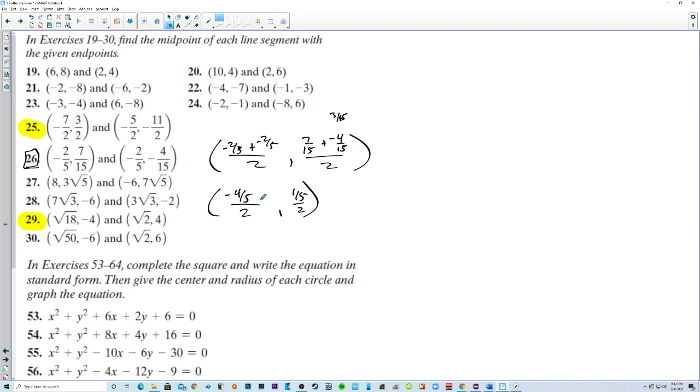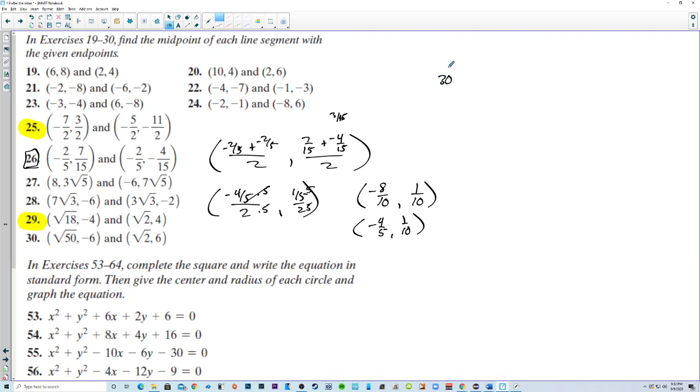Now, those are complex fractions. Let's multiply the top and bottom by 5, so those cancel out. And we have -8 over 10, and we can reduce that. Let's multiply the top and bottom by 5 here. That's 1 over 10. That won't reduce. So we got -4/5, 1/10 as the midpoint for number 26.